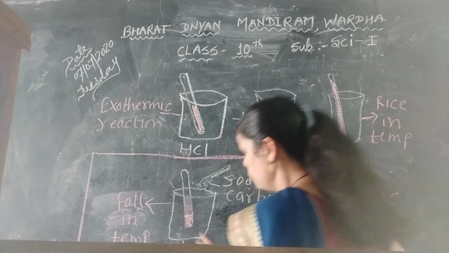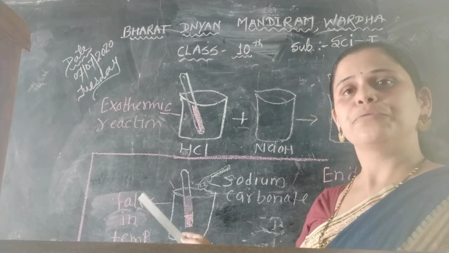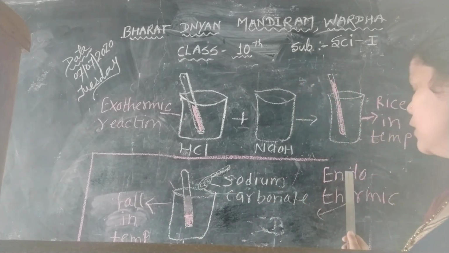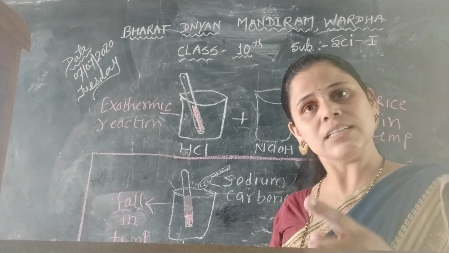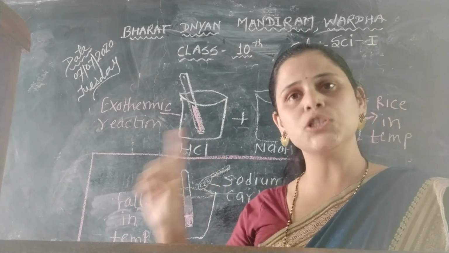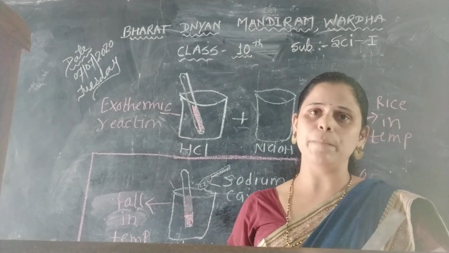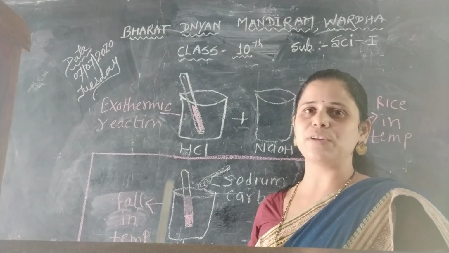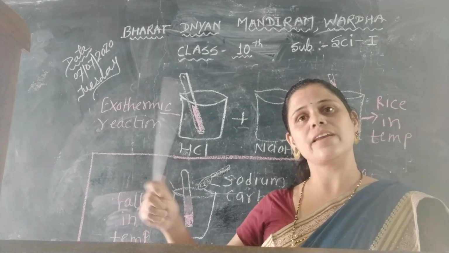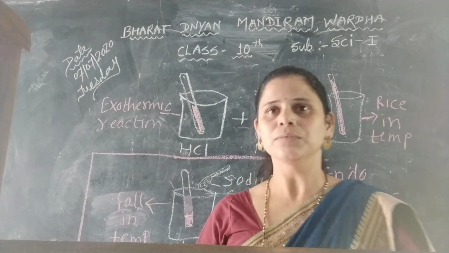So this type of reaction where temperature falls is an endothermic reaction. When temperature rises, the reaction will be exothermic. When temperature falls, the reaction will be endothermic. Temperature rise, reaction will be exothermic. Understand? Thank you.